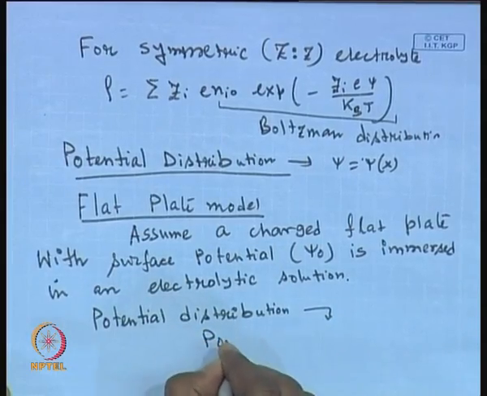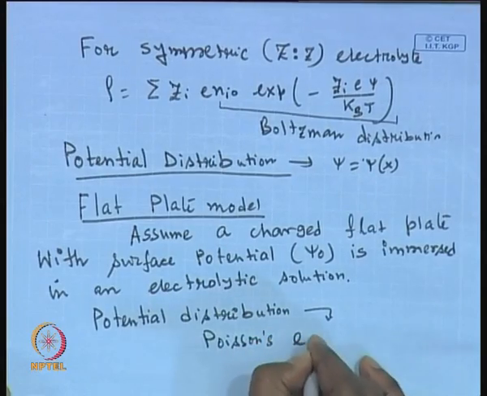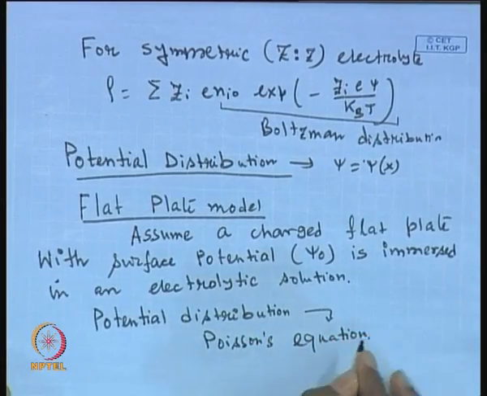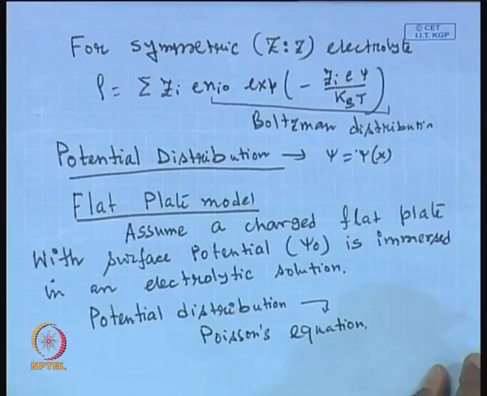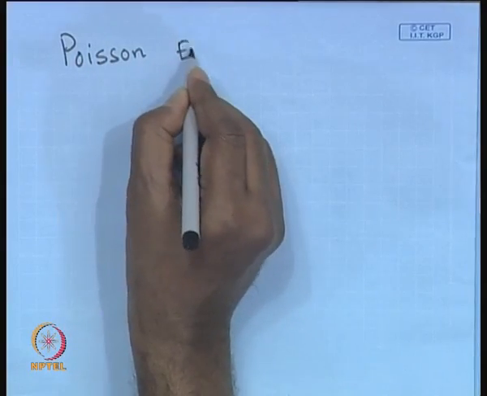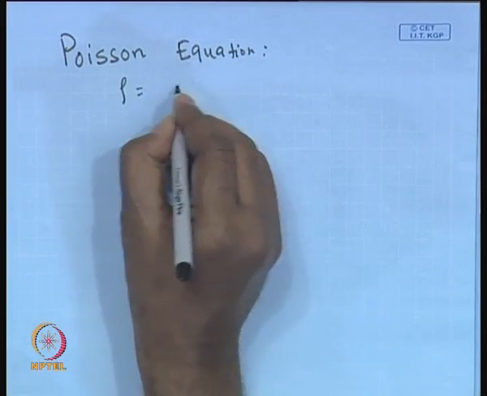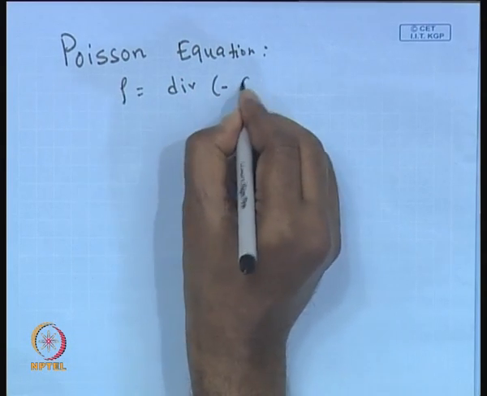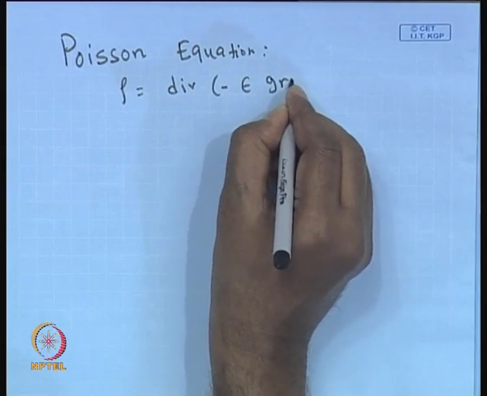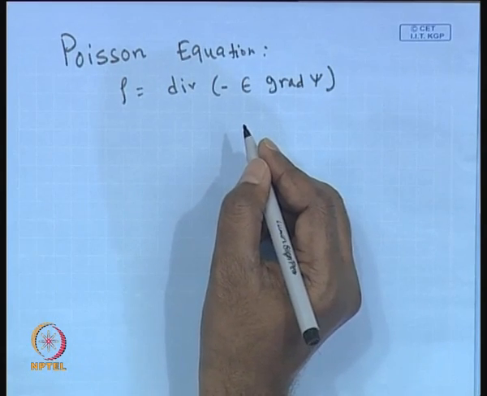Is given by the Poisson's equation. Okay. So, let us look into the Poisson's equation and how it takes the form in one dimensional case. Rho is nothing but divergence of minus epsilon of gradient of psi. Okay. This is the generalized form of Poisson's equation.